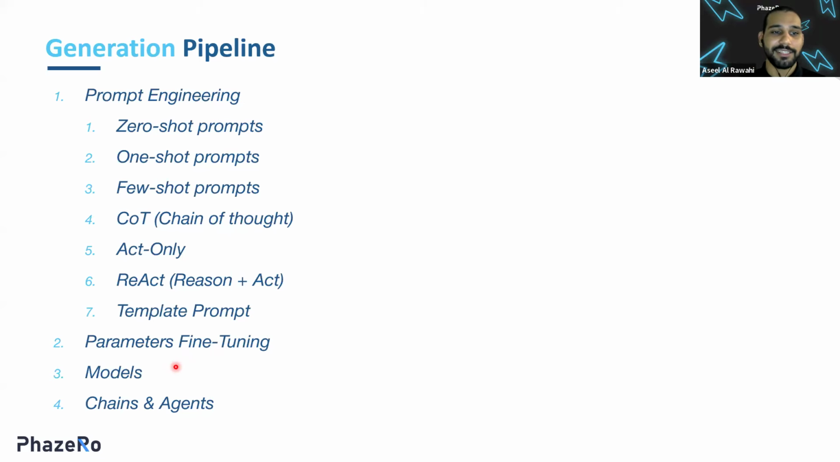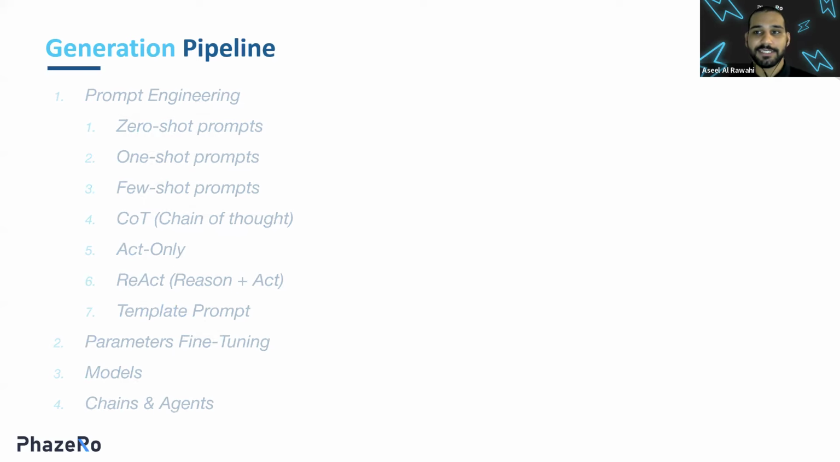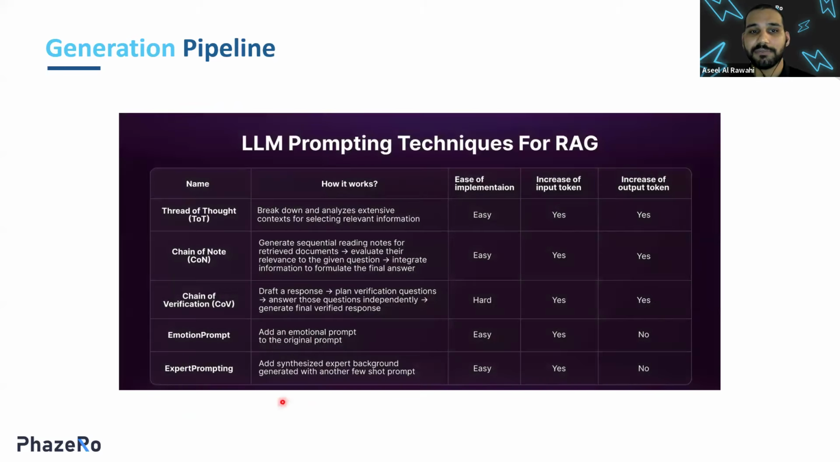And we have other techniques such as chains and agents that we can utilize in building large language models. And here I've listed some templates for prompting techniques for RAG application.